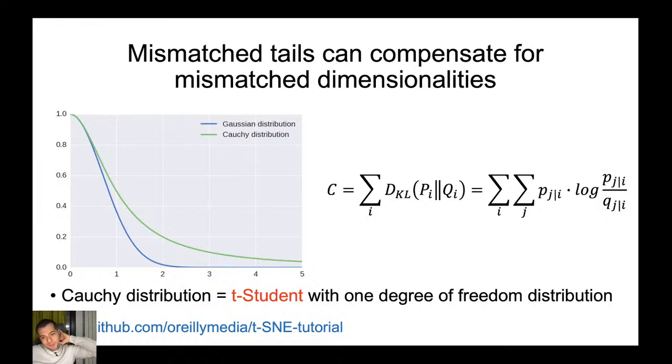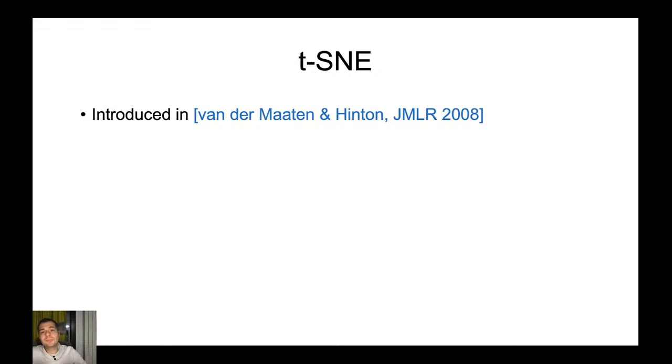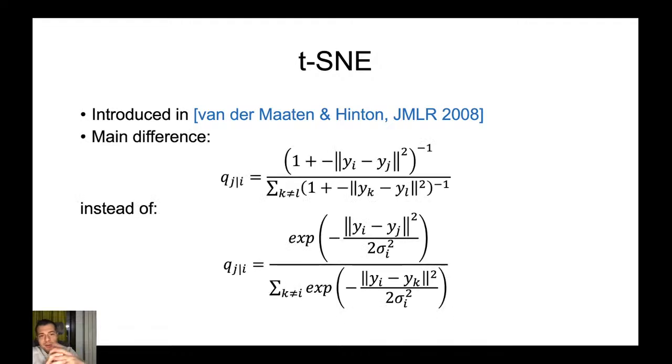and the Cauchy distribution is a Student t distribution with 1 degree of freedom. So the name of the approach, t-distributed SNE, comes from the fact that we changed the distribution of the embedding map. Okay, so the approach was introduced in 2008, so it's slightly more recent. The main difference is to change the distribution of the embedding map.